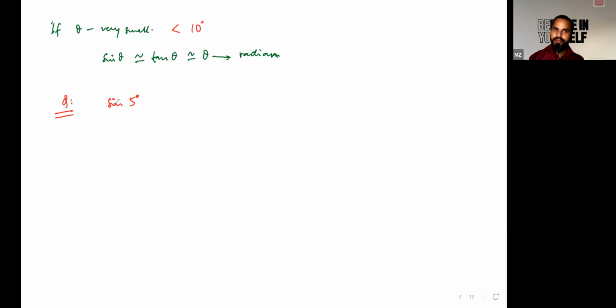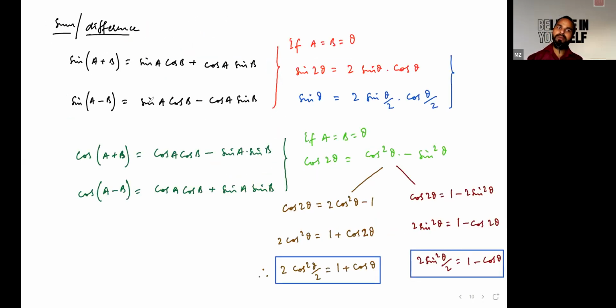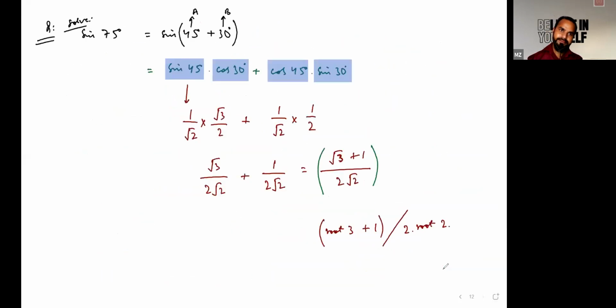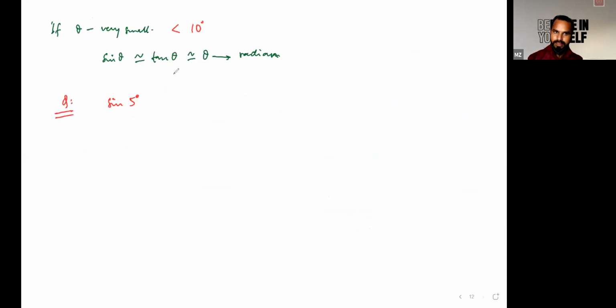Okay. Suppose you have to calculate sine of 5 degree. We can't find this value using the sum or difference formula or any of the tables which we have used here. So how to define it? Just use this concept. If theta is very small, less than 10 degree, we can write sine theta as theta itself, but theta is measured in radian. So we have to convert this value in terms of radian.